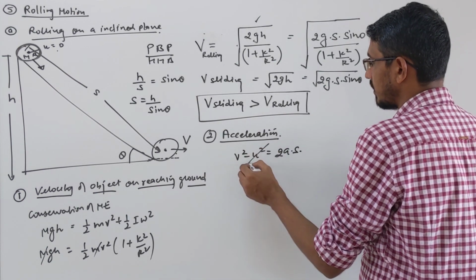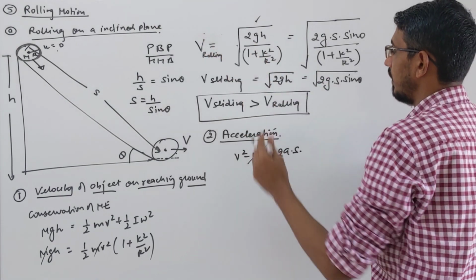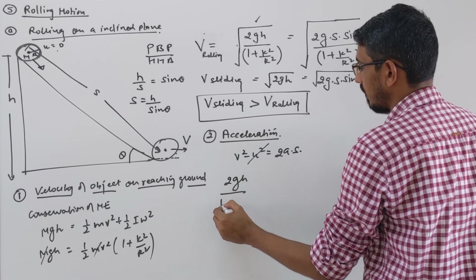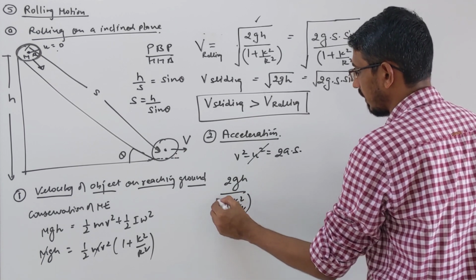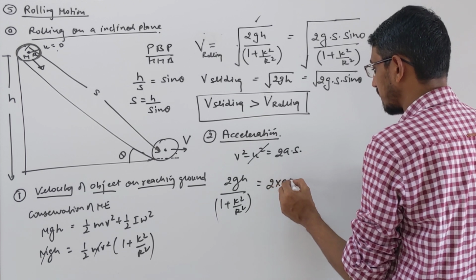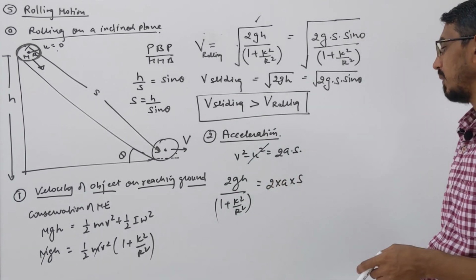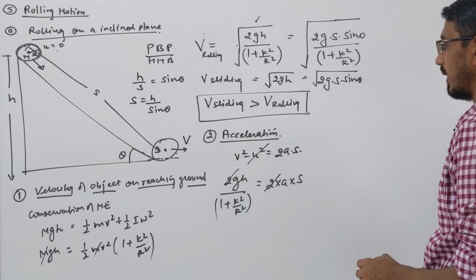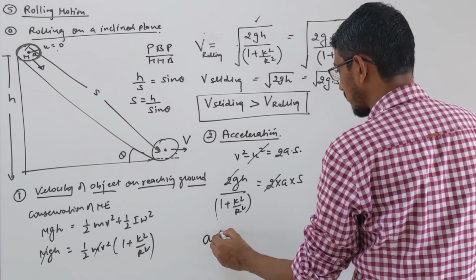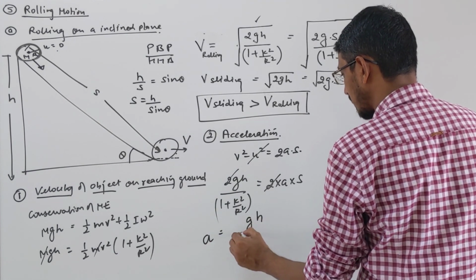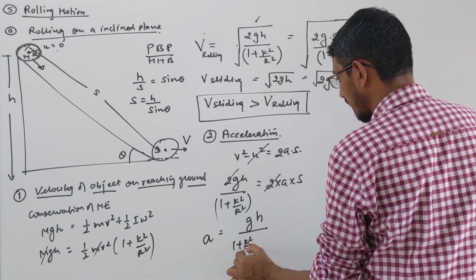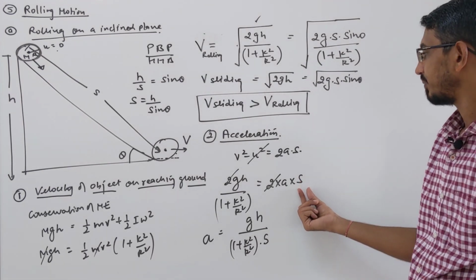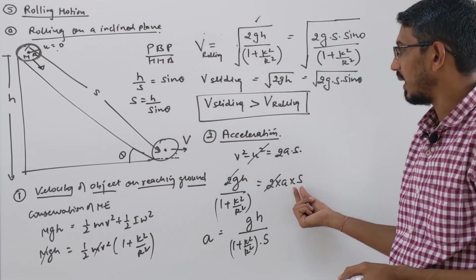So look here, u is already 0. Initial velocity was 0. Final velocity you calculated here. So this simply becomes 2gh upon 1 plus k square by R square is equal to 2 times acceleration into s. So just cancel it, 2 goes here. So that becomes your acceleration. A is equal to simply gh upon 1 plus k square by r square into s.